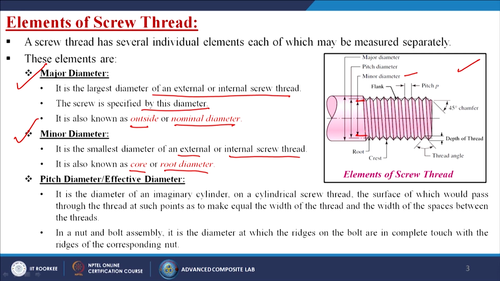Next, come to the pitch diameter, or the effective diameter. It is the diameter of an imaginary cylinder on a cylindrical screw thread, the surface of which would pass through the thread at such points as to make equal the width of the thread and the width of the spaces between the threads. So, this is the pitch diameter. In a nut and bolt assembly, it is the diameter at which the ridges on the bolt are in complete touch with the ridges of the corresponding nut.